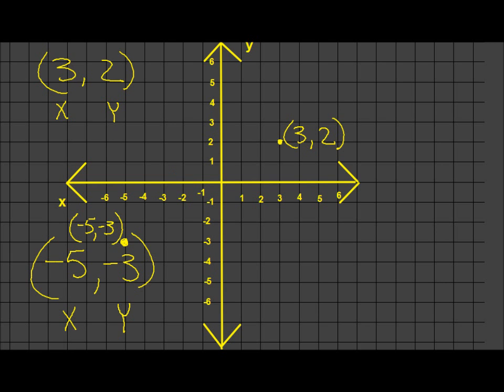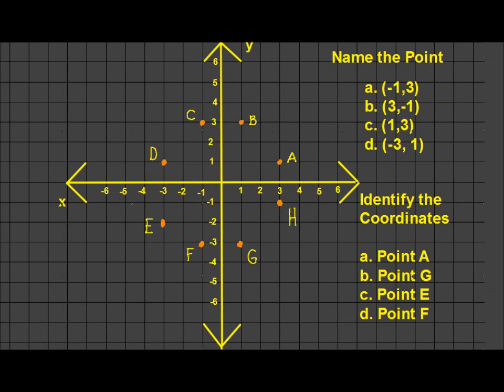Take a look at the second coordinate plane you created and fill in these following points. When you're done, go ahead and name each one of the points A through D here, and down here we need to identify the coordinates according to their numbers. Come on back when you're ready.